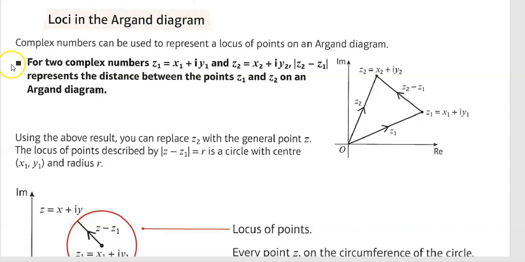Okay, the first one is for two complex numbers, z1 and z2. Then the modulus of z2 minus z1 represents the distance between the points z1 and z2 on the Argand diagram. So if you've got your point z1 here and your point z2, then the vector, or the line segment, which goes between z1 and z2, so this bit here, is the modulus of z2 minus z1.